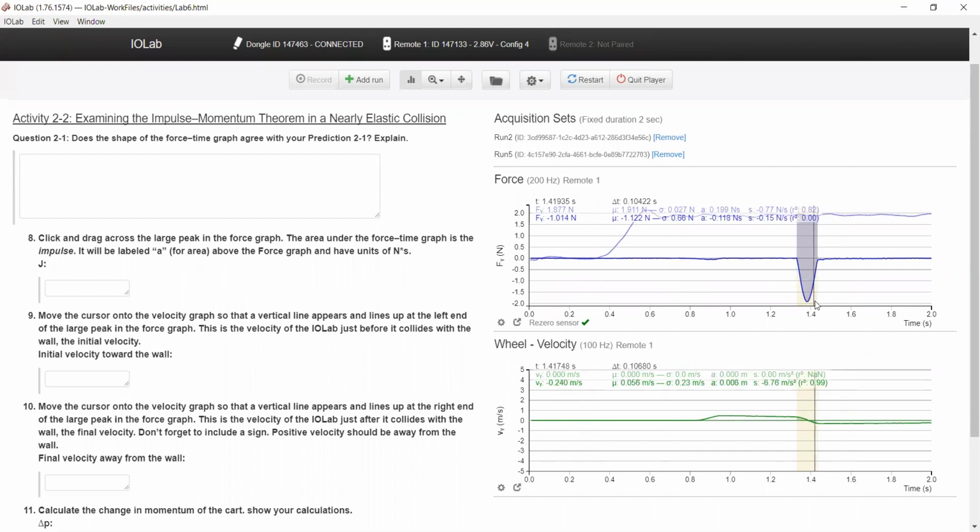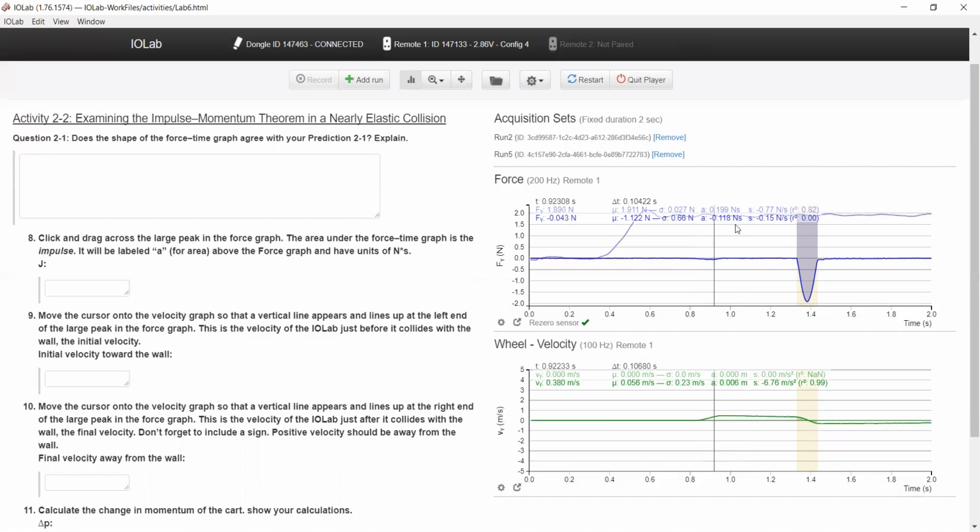So you see, it's just selecting the area in the peak. The force is the area under the curve, so you label it as A. That's the area of interest. You can see the area is here, the bottom one.